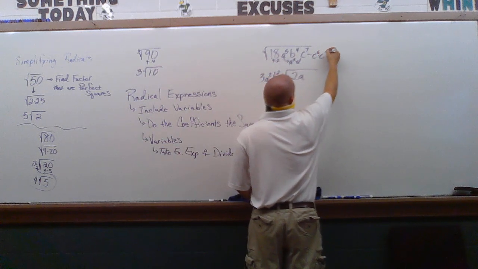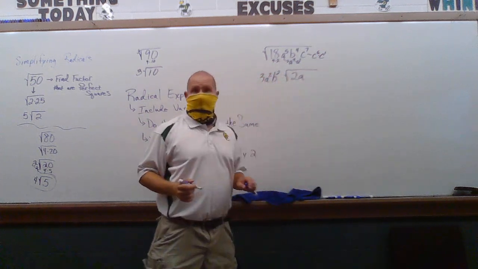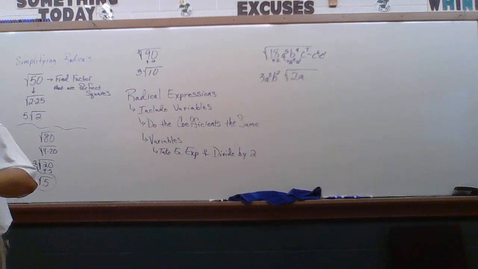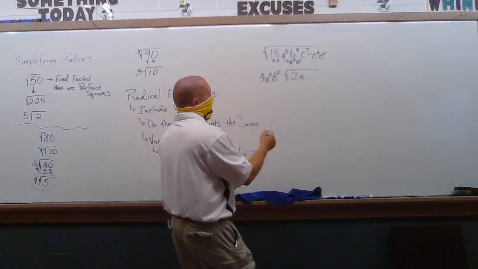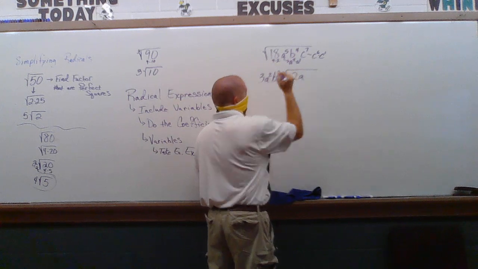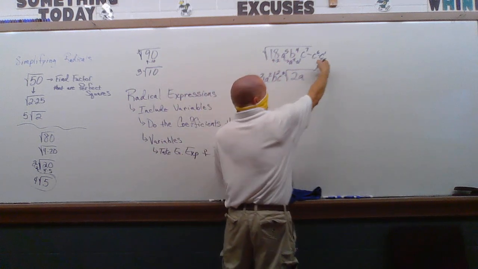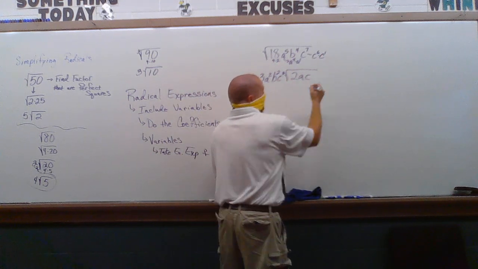c to the 6th times c to the 1st. So 6 divided by 2 gets me how many c's on the outside? c cubed on the outside. And where's my c to the 1 staying? On the inside.